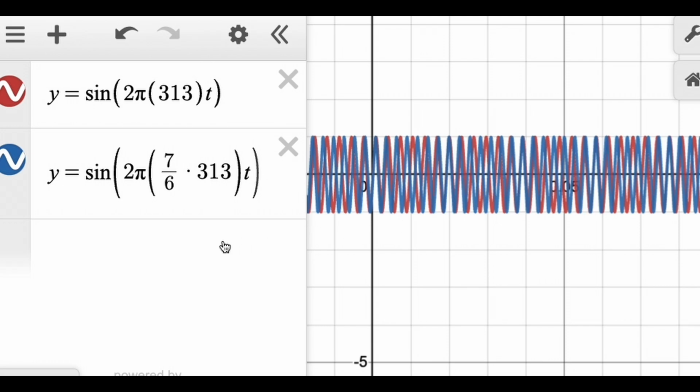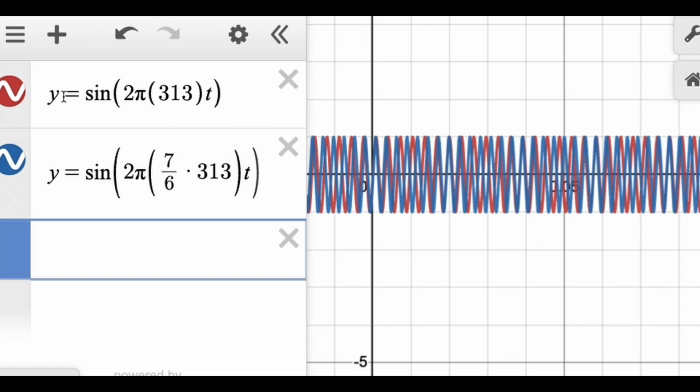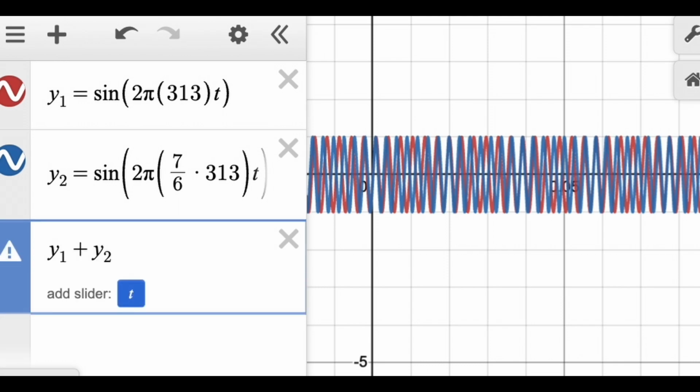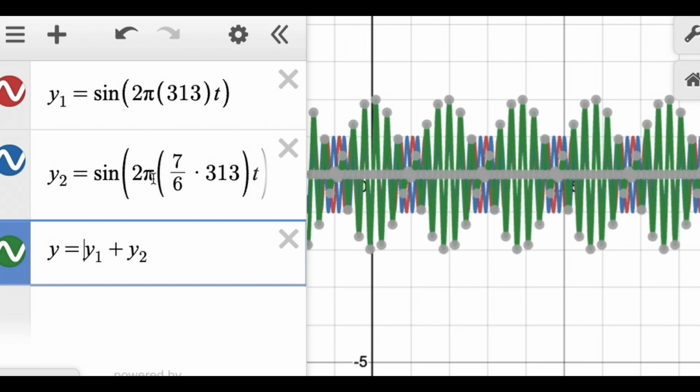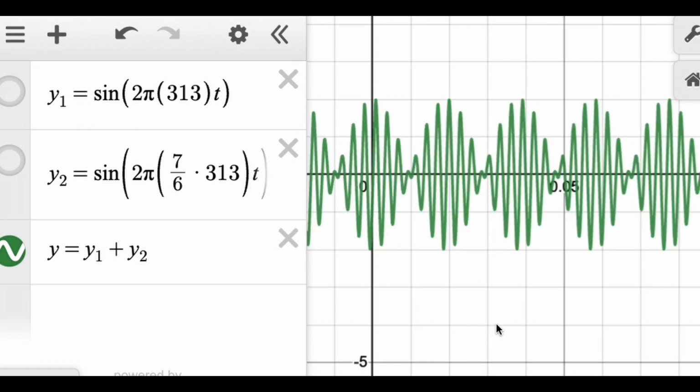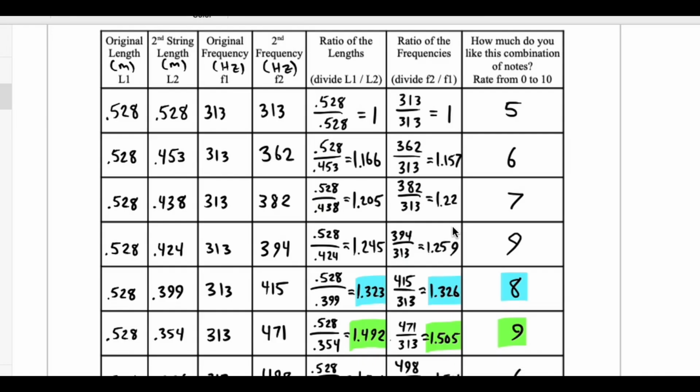Now, what if we add them two together? So I'll call this one y1, this can be y2. And I'll add y1 plus y2. That is the sum of those two waves. How's it look? Kind of cool, right? Cool picture. Nice rhythmic pattern to it. So yeah, that ended up being a significant ratio to me. Let's see what else I picked out.